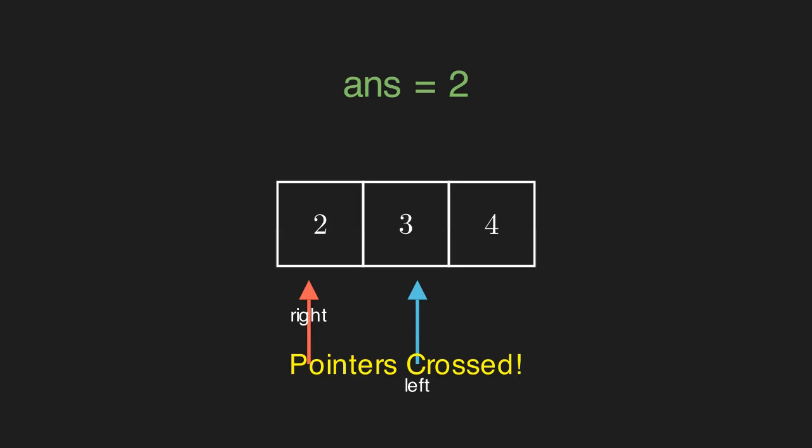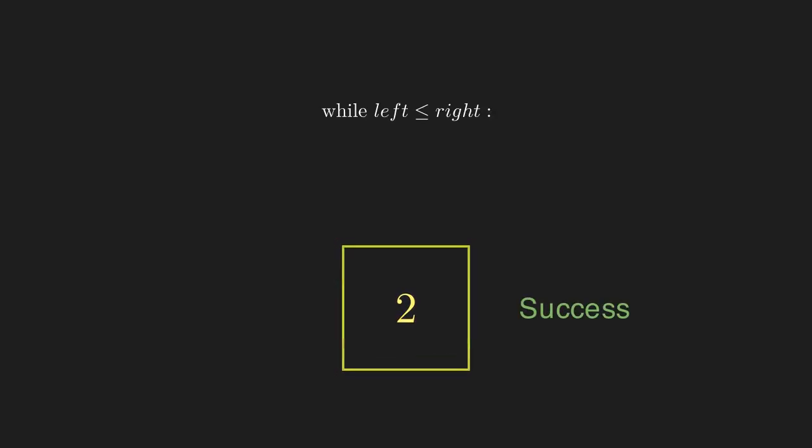Observe what has happened to our pointers. Left is currently at 3, but right has crossed over and is now at 2. This crossing of pointers is the critical termination condition for our binary search. We attempt to start a third iteration. The while loop evaluates its condition, is left less than or equal to right? Is 3 less than or equal to 2? This statement is false. The while loop immediately terminates.